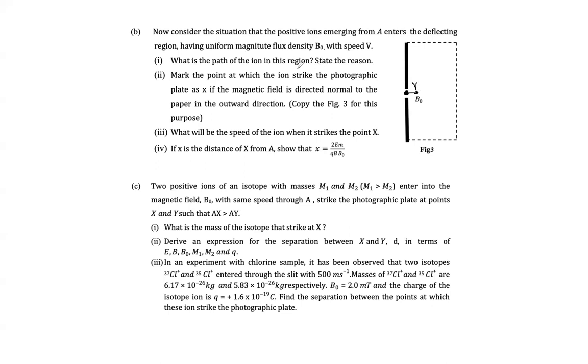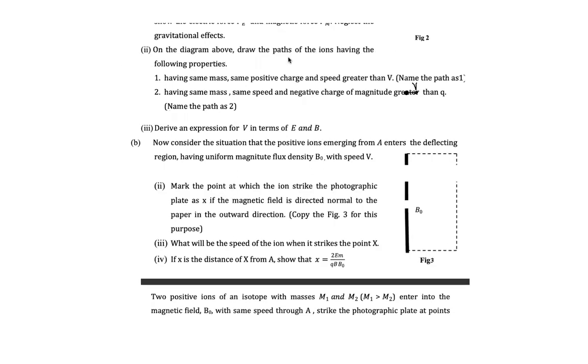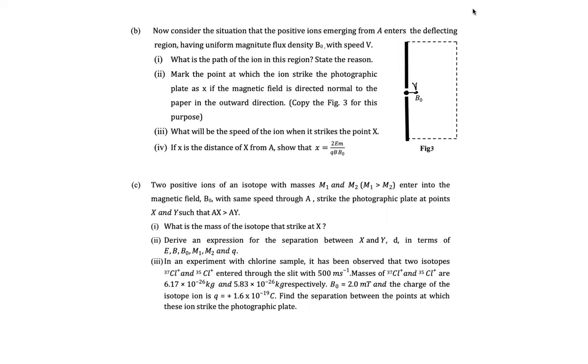What is the path of the ion in this region? Give the reason. So magnetic field, people, they have not given the direction. Have they given the direction? They have not. It's just a magnetic field. But anyway, what will happen? A charge entering a magnetic field perpendicular to the field, what will happen? The path will be a circular path. And they are asking us to explain the reason as well.